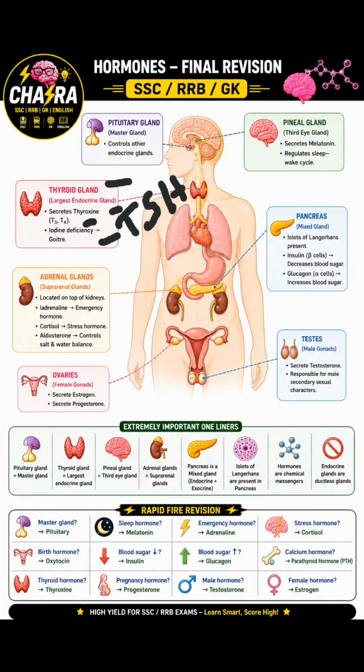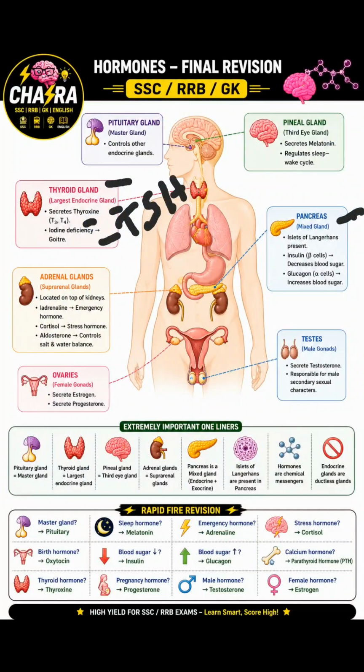It is also called Graves' disease. It's very important. Remember nicely, deficiency of iodine causes goiter, iodine deficiency goiter, whereas excess of thyroxine hormone causes ophthalmic goiter, also called Graves' disease. Note this difference.